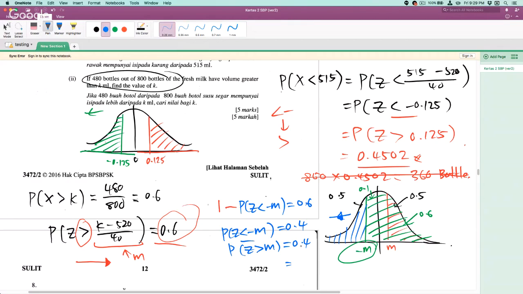Then you just find it from the table. Of course, this is probability, so you have to find it inside the table. You cannot find it on your left hand side. So inside the table, 0.4, the closest one will be 0.253.